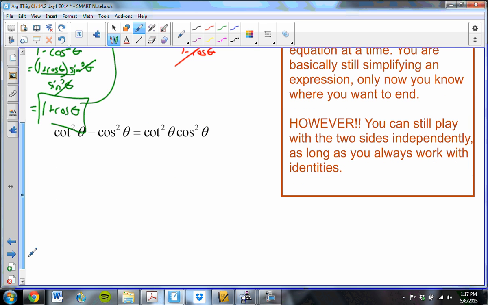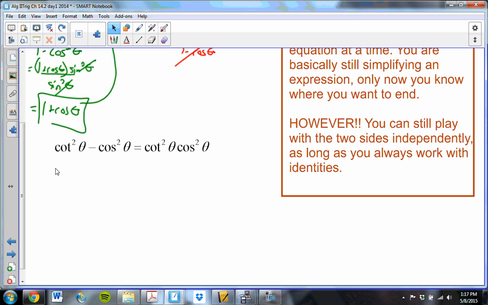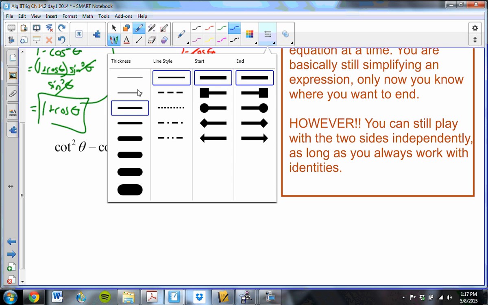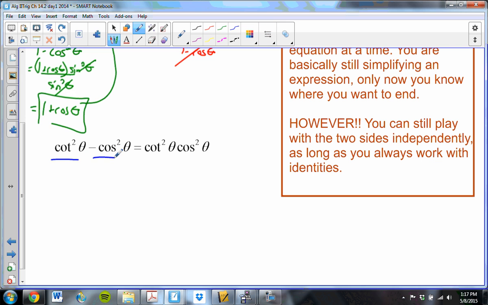Okay, next one. This problem down here goes from having 2 terms to having 1 term. Whenever that happens, whenever you go from 2 terms to just 1 term, you have a very good indicator you're either going to factor or use a Pythag identity, and often both. Could be both, could be either.